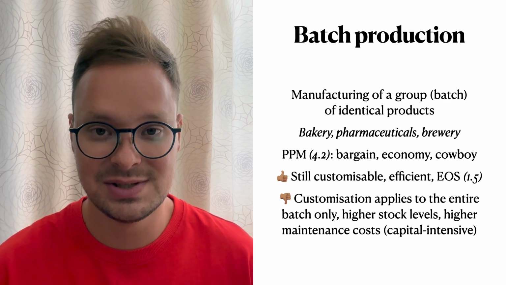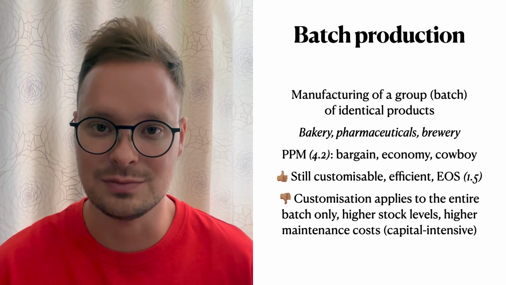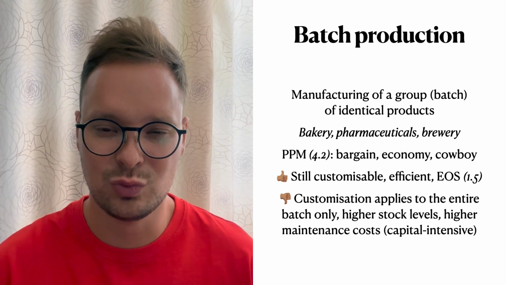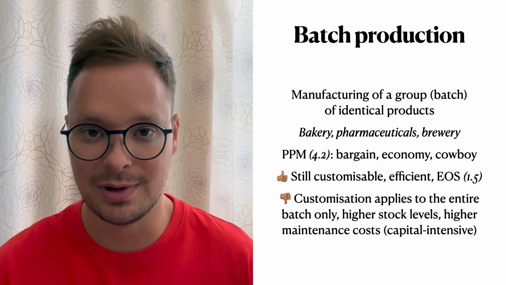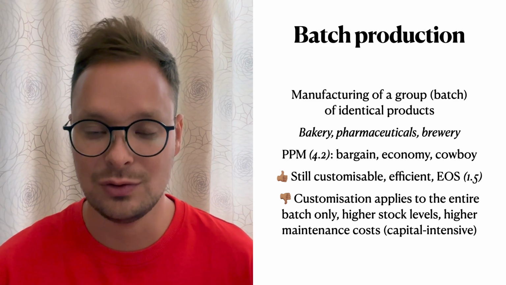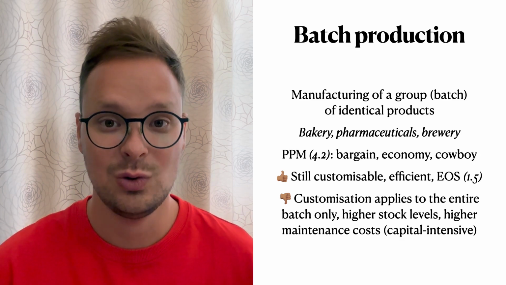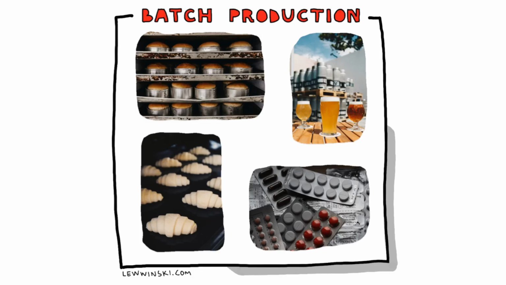Additionally, if you want to customize something, as I've already mentioned, you customize the entire batch, not every single item like in job production. Additionally, job production was labor intensive. It mainly relied on labor. But batch production that we're talking about now is more capital intensive. It relies on machinery, on equipment, more than job production, which means that the price that you have to pay for it is higher maintenance costs. More equipment means that it's more likely to break down or it needs some maintenance, so that's why these costs would be higher. And here's a picture that illustrates some of the examples of batch production.